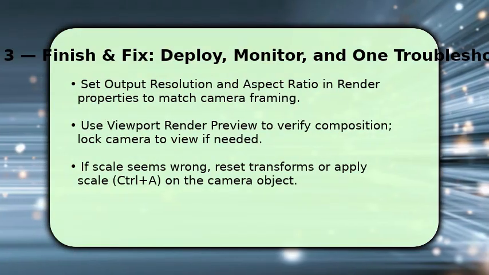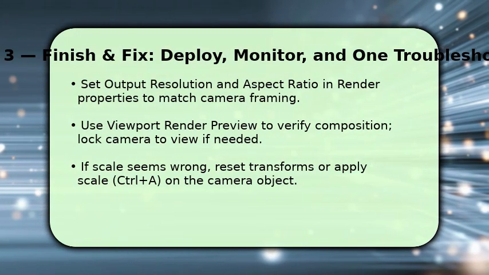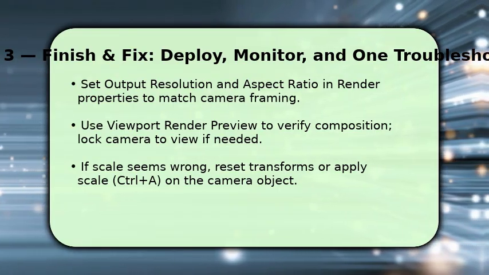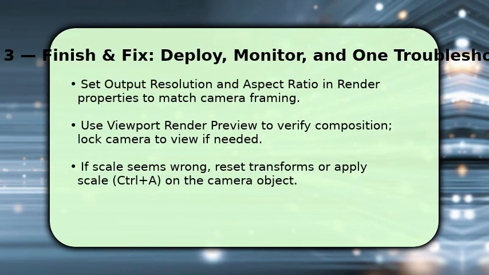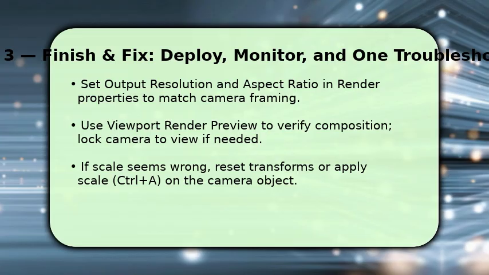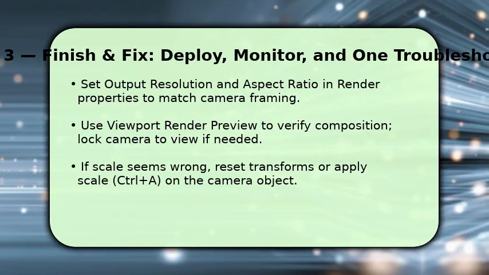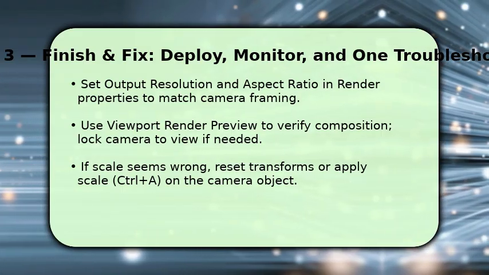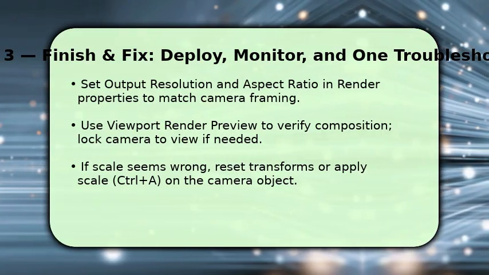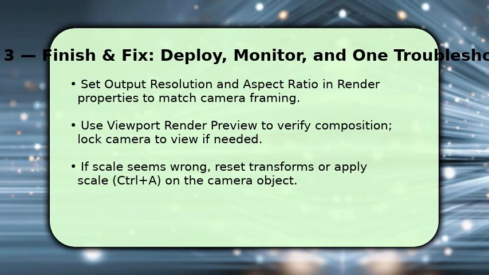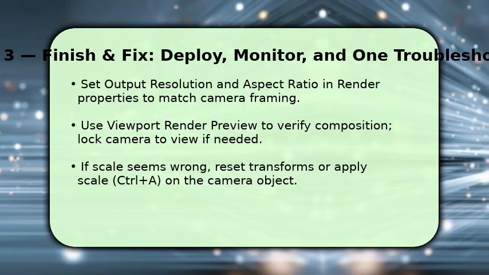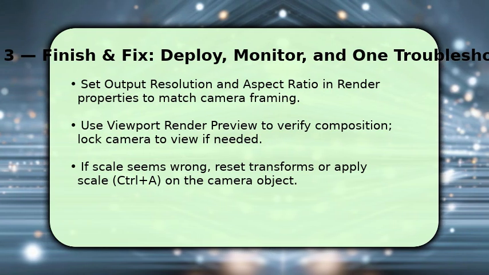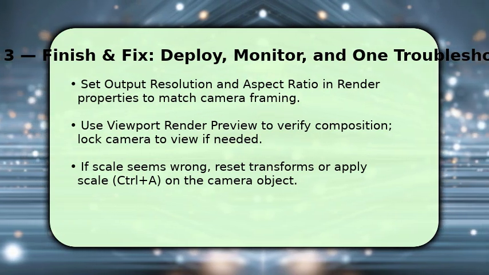Finally, match the camera to your intended output by setting the output resolution and aspect ratio in render properties. This ensures what you see is what you render. Use Viewport Render Preview to confirm composition and enable Lock Camera to View if you want interactive framing while orbiting. If things look off, check Object Transforms. Apply scale with Ctrl+A on the camera so lens math is correct, and reset rotation if needed. If problems persist, revert to default camera settings and reapply specific numeric values.